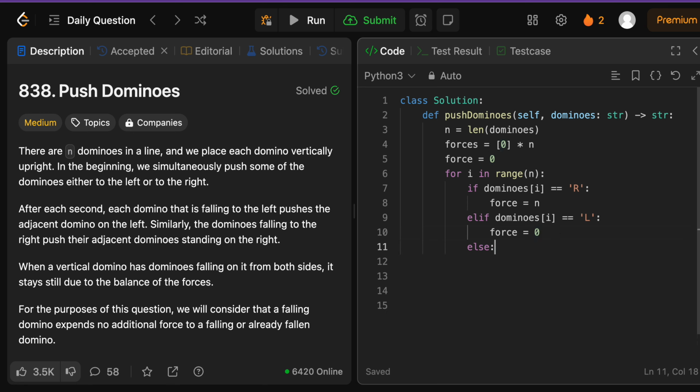Now, what is the else case here? Here we covered if the current domino has a right force. Here we covered if it has a leftward force.